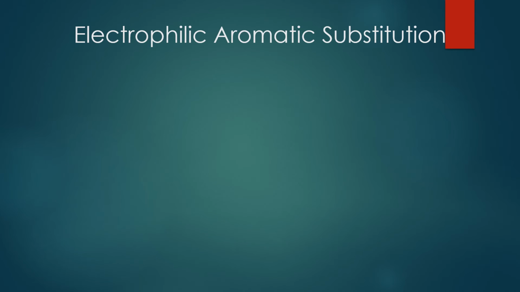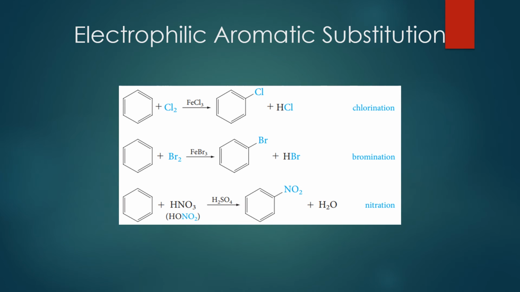Next slide. Electrophilic aromatic substitution. The most common reaction of aromatic compounds involves substitution of other atoms or groups for a ring hydrogen on the aromatic unit. Here are some typical substitution reactions of benzene. For example, benzene reacts with chlorine, bromine, and nitric acid.